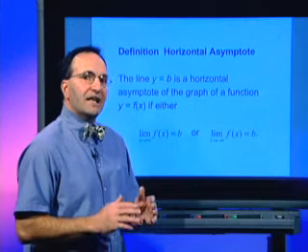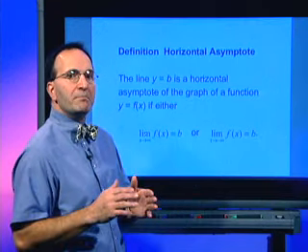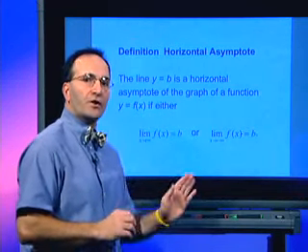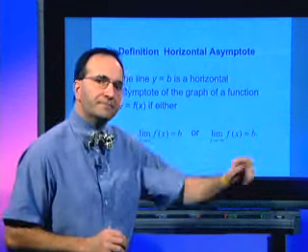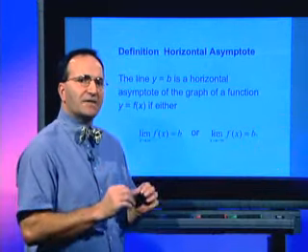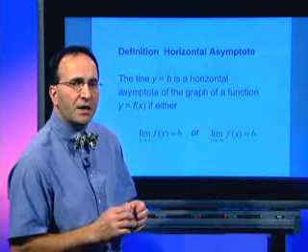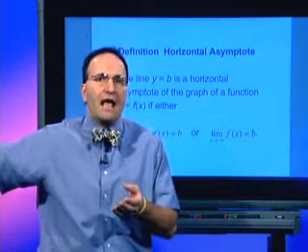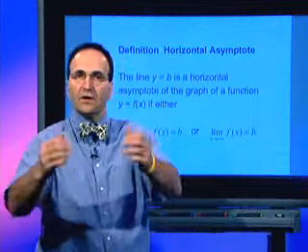We say that as x approaches infinity, what we mean is that as x moves increasingly further to the right on the number line. And when we say as x approaches negative infinity, we mean that as x moves increasingly further to the left of the number line. Let's look at an example.